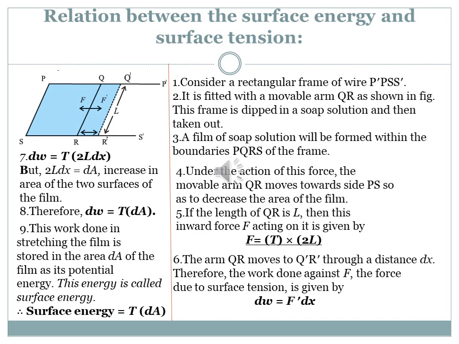First is F is equal to T into 2L, and second one is dW is equal to F dash into dx. F and F dash are equal. By putting the value of F in dW, you get T 2L dx. Now 2L into dx is nothing but dA. So you get dW is equal to T into dA. This work done is nothing but the potential energy. So this is called surface energy. So surface energy is equal to T into dA. This is the relation between surface energy and surface tension.